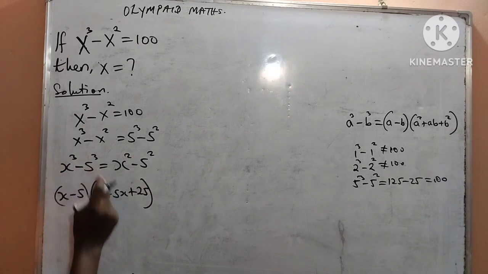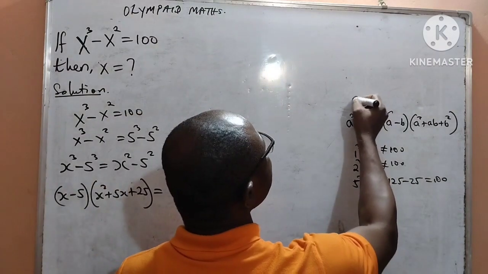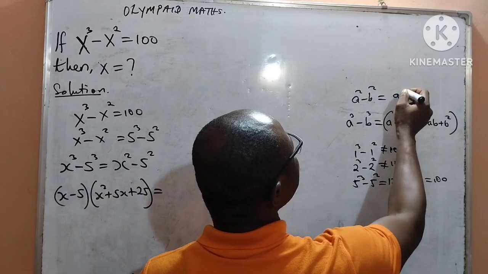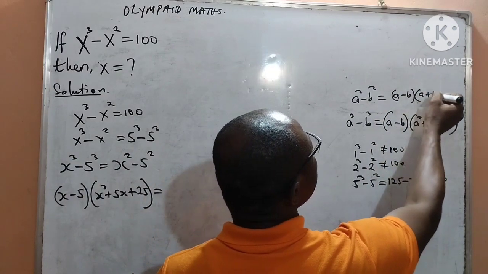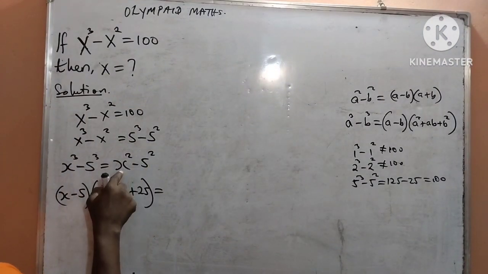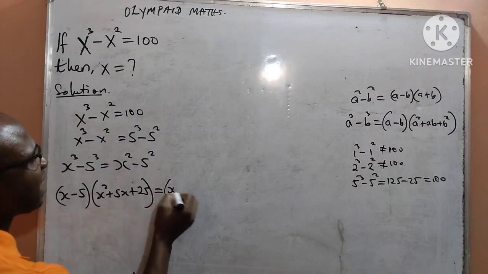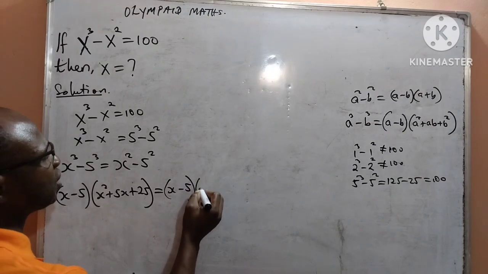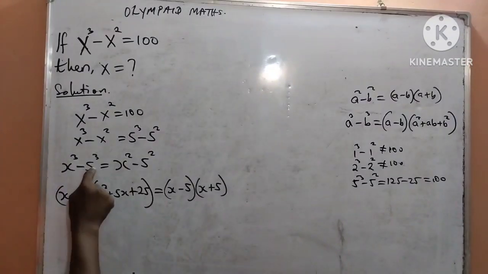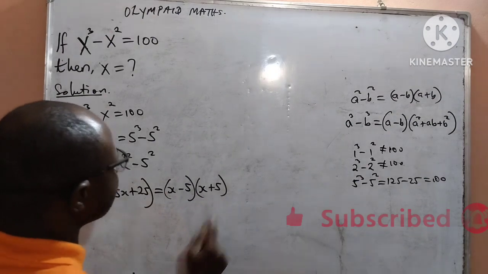I have represented the left hand side, and by the right hand side, if I have a squared minus b squared, it is equal to a minus b into a plus b, the difference of 2 squares. So by the right hand side, I will represent x squared minus 5 squared as x minus 5 into x plus 5. Beautiful. Now, look at the left hand side represented and look at the right hand side represented.